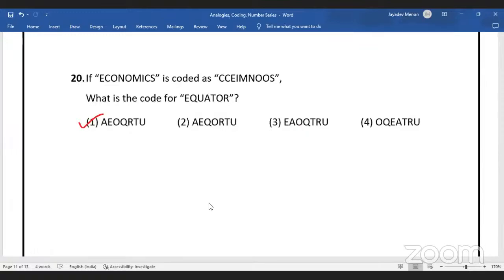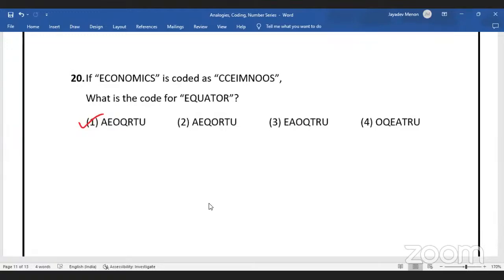AEOQRTU. If economics is coded as CCEIMNOOS, what is the code for equator? If you are looking at the relation between the word economics and its code, actually in the code, the letters of the word are arranged in alphabetical order. The letters of the word economics are arranged in the alphabetical order in the code.